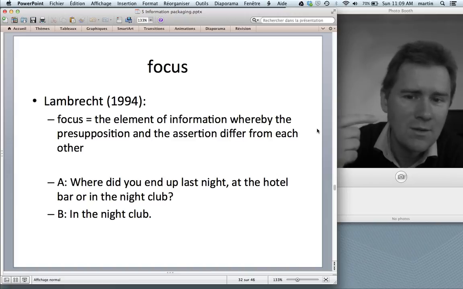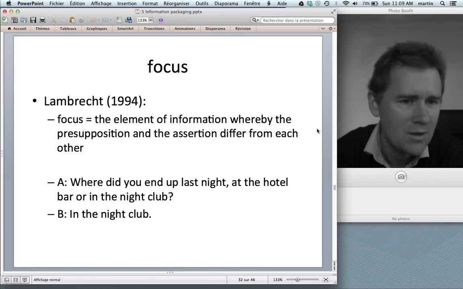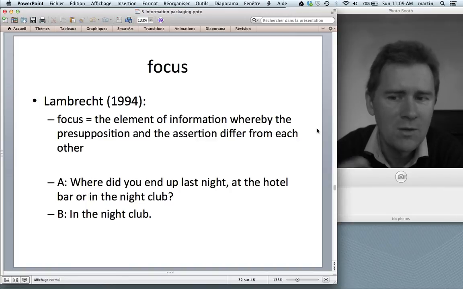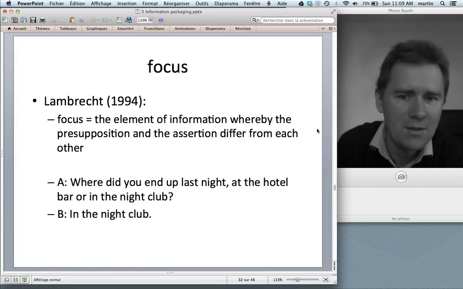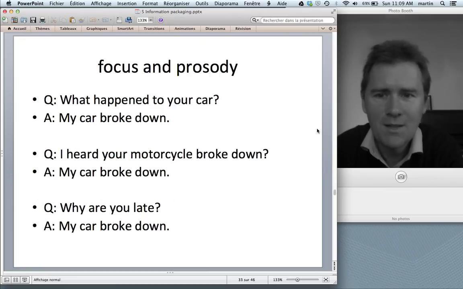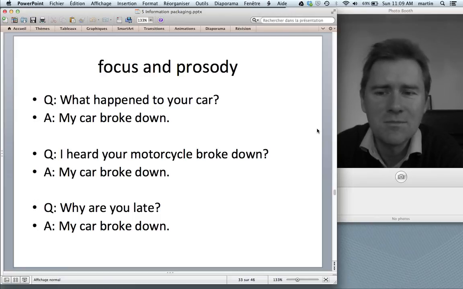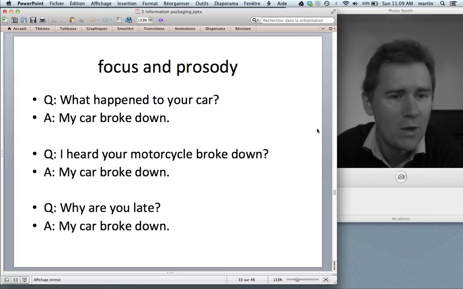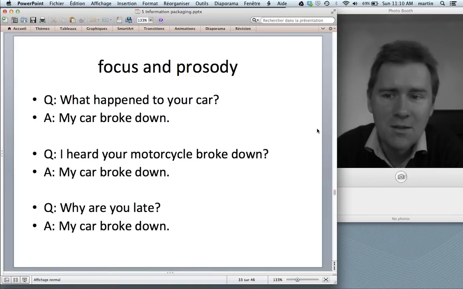So what is focal here? What is the thing whereby the pragmatic presupposition and the pragmatic assertion differ is that the place where speaker B ended up at, that is the nightclub. So the connection between the place of ending up and the nightclub, that is the focus piece of information here. Focus has a number of repercussions on prosody. So the same sentence may be pronounced in very different ways depending on what the focal element is. And you can modify the focal element by modifying the question that elicits the sentence as an answer.